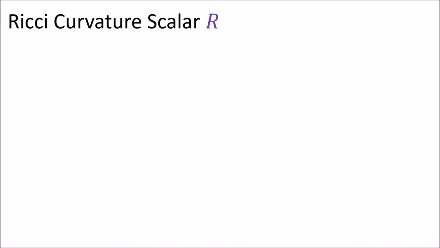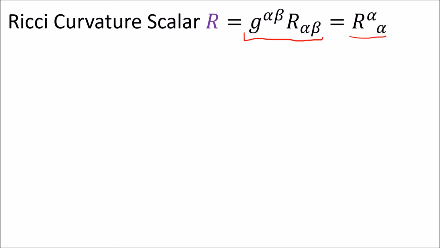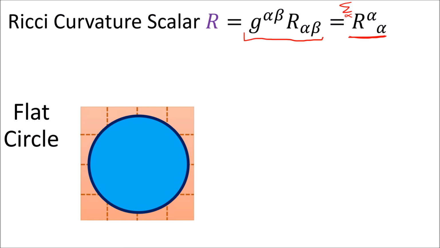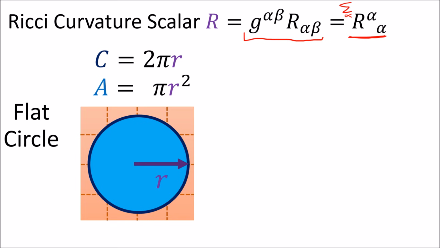The last way of measuring curvature is the Ricci curvature scalar. We get this by raising one index of the Ricci tensor and then summing over the top and bottom indices to get a scalar. In flat space, a circle of radius r has a circumference of 2 pi r and an area of pi r squared.